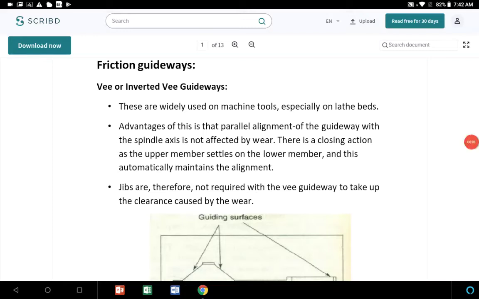Dear students, in the previous slide, you have seen about the friction guideways and its types and the stick-slip phenomenon also. Here, what you are seeing, these are the friction guideways. In the friction guideways, a few types are there.